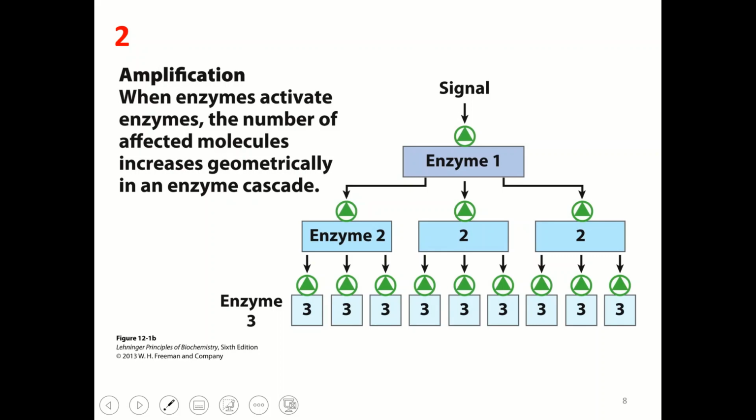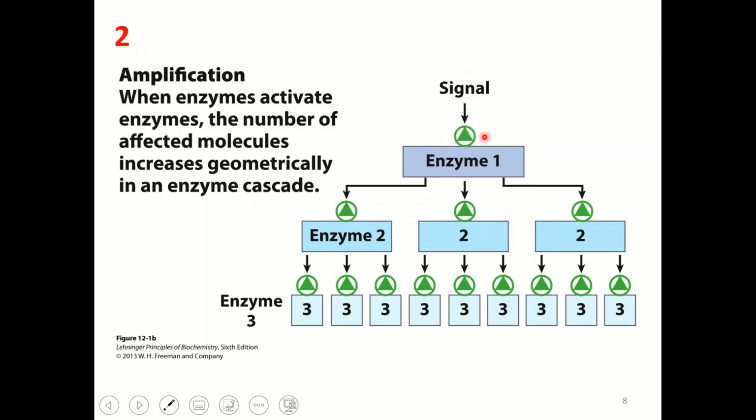Okay. The second feature of signal transducing pathways would be amplification. You can also think of this as being a cascade. A signaling molecule will bind a single receptor, and that receptor generally will activate multiple copies of a second enzyme or protein.